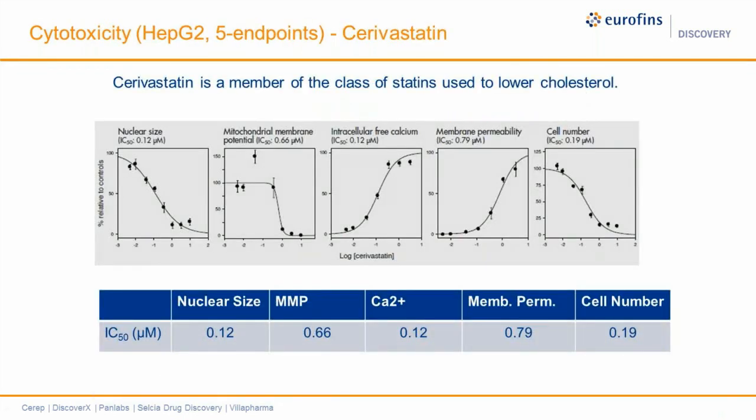This assay can be run at multiple concentrations to determine IC50 or EC50 of a test compound. After analyzing the images, those response curves can be plotted, and the IC50 and EC50 values can be calculated. As I'm showing in this slide, the effects of cerevastatin on nuclear size, mitochondrial membrane potential, intracellular free calcium, membrane permeability, and cell number are analyzed, and the IC50, EC50 values are reported. You can easily rank your compounds based on the IC50 or EC50 value of each measured parameter.